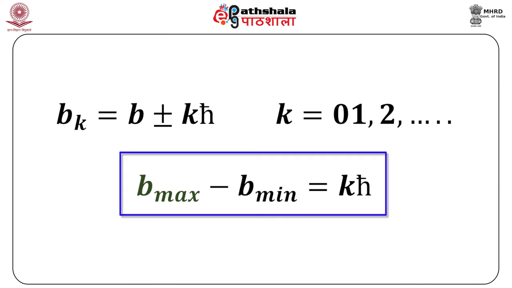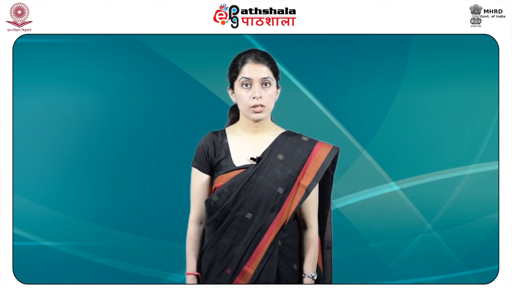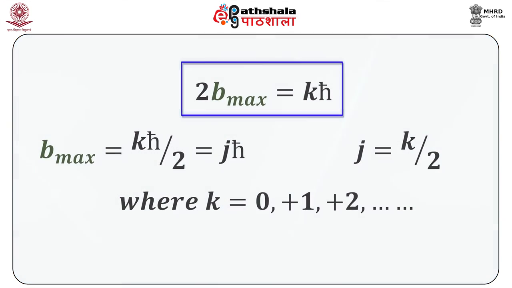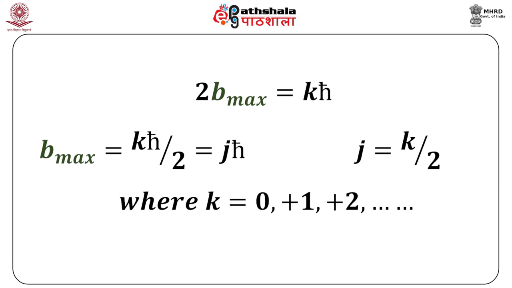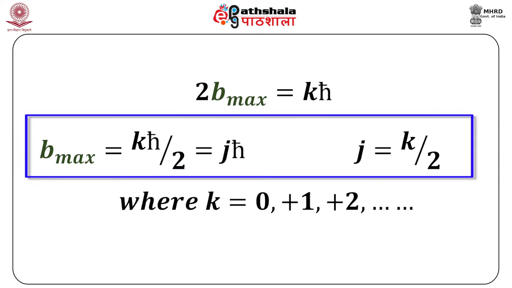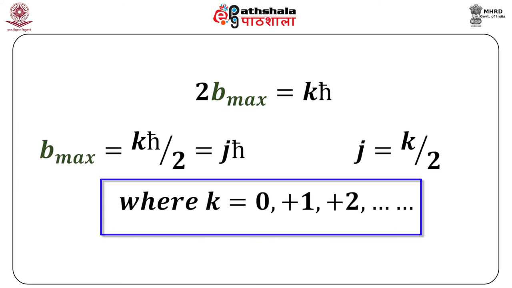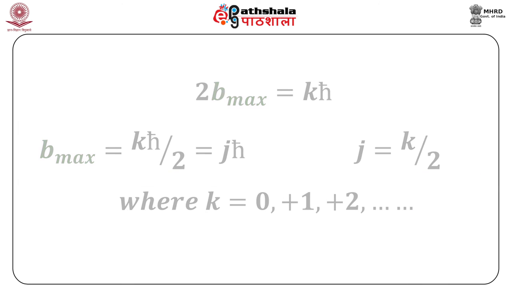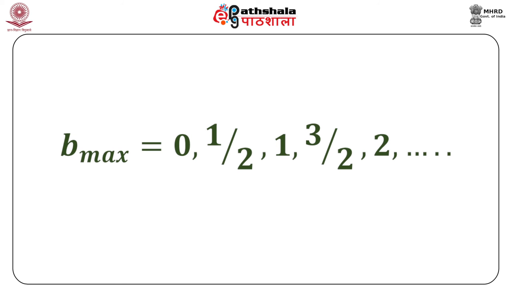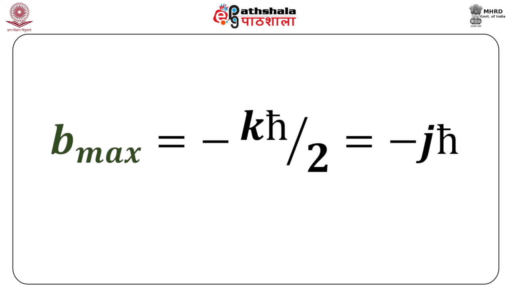B max minus B min equals kħ. Now, substituting this expression, we get 2 B max equals kħ, which on further simplification gives the value of B max as kħ by 2, which becomes equal to jħ, where j is taken as k by 2 and k can take up values 0, plus 1, plus 2 and so on. So B max can have values 0, 1 by 2, 1, 3 by 2, 2 and so on. And likewise, B min becomes equal to minus kħ by 2, which is equal to minus jħ.